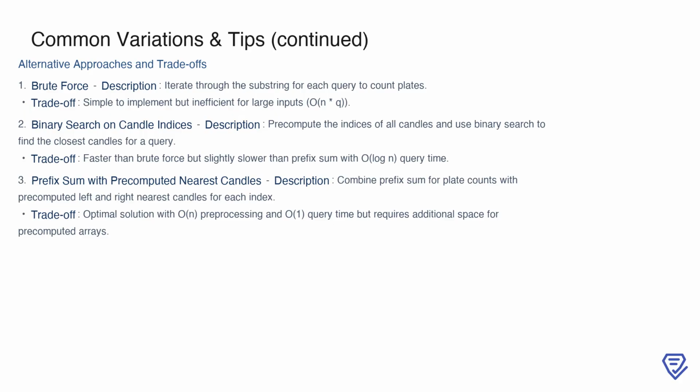The best approach combines prefix sums with pre-computed nearest candle indices. With this method, you pre-process the plate counts using a prefix sum array while also preparing arrays for the nearest left and right candles for each index. This allows for O(1) query time after an O(n) pre-processing step. While this solution is optimal in time, it does require additional storage for the pre-computed arrays. Each of these methods has its merits, but understanding their trade-offs is key to selecting the right approach based on the constraints and requirements of the problem.